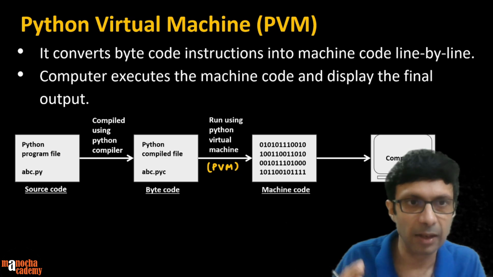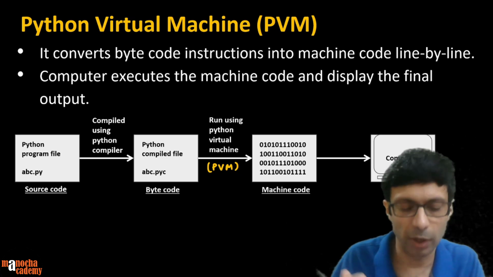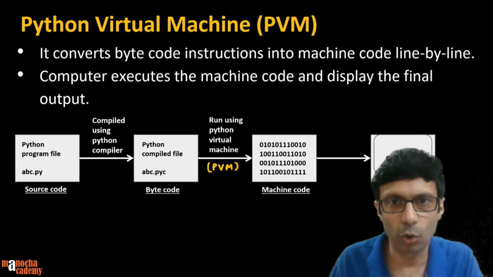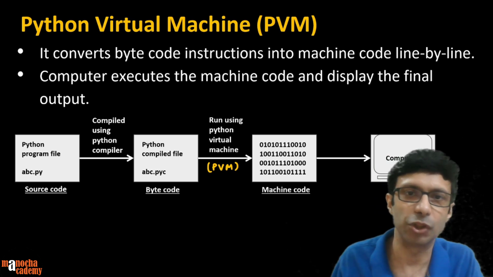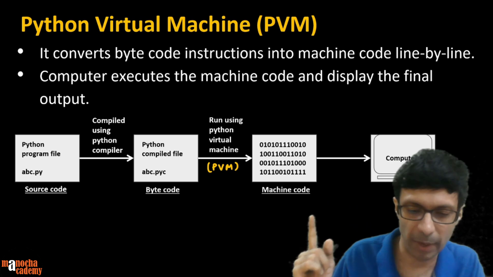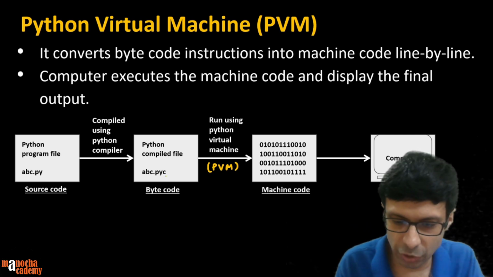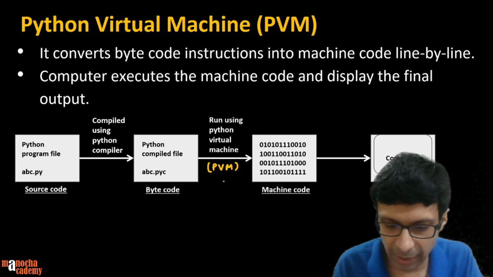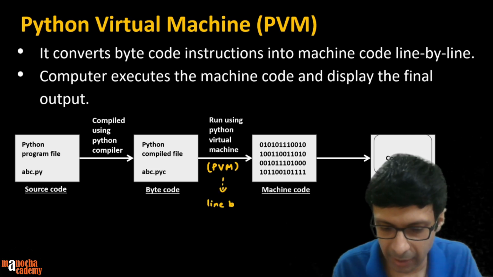So you guys can see that the source code is converted to bytecode and the bytecode is converted into machine code. All right, and this is run by the computer. So this part is a compilation step. This running is happening line by line. That is why we say this part happens line by line.